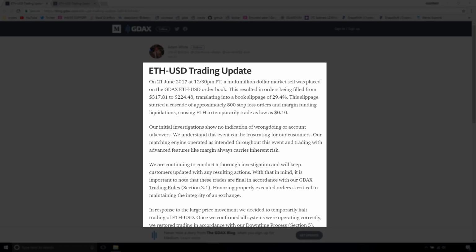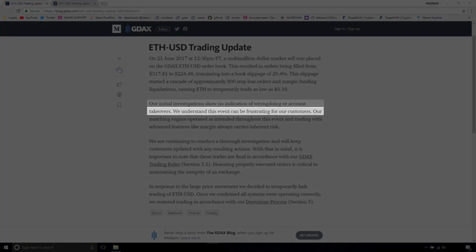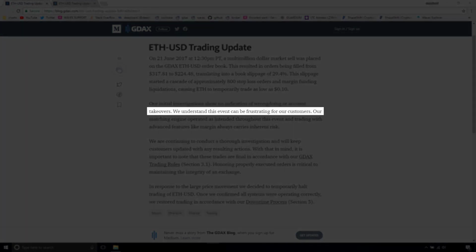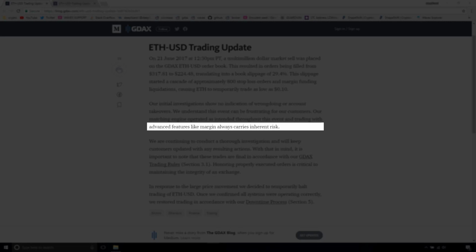We can take a look at what they say next. Our initial investigations show no indication of wrongdoing or account takeovers. We understand this event can be frustrating for our customers. Our matching engine operated as intended throughout the event, and trading with advanced features like margin always carries inherent risk. So what is margin?